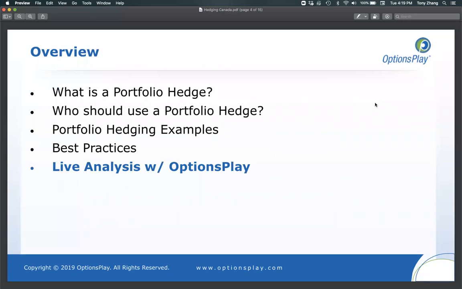Today I'm going to cover quite a few different topics. First of all, what is a portfolio hedge? I want to make sure everyone is clear, because there are many different ways to hedge, so I want to define what type of portfolio hedge we're talking about here. Then I'll talk about who should actually use a portfolio hedge, because there is a thing called a perfect hedge. For those of you that have the ability to do so, it is by far a better hedge than what we're going to talk about here today, but not everyone is capable of doing what we consider a perfect hedge. So we'll talk about how to utilize a portfolio hedge.